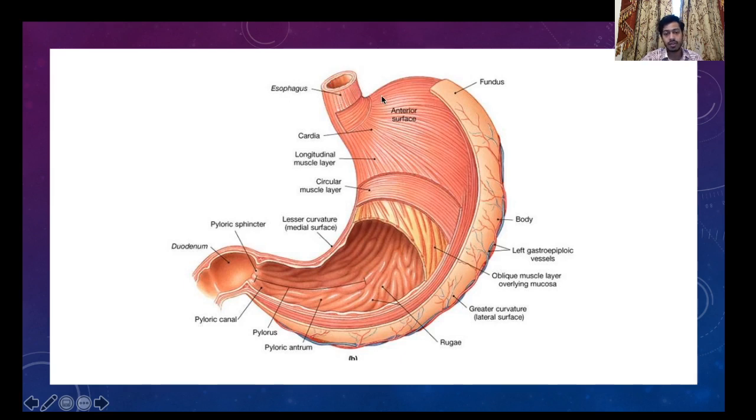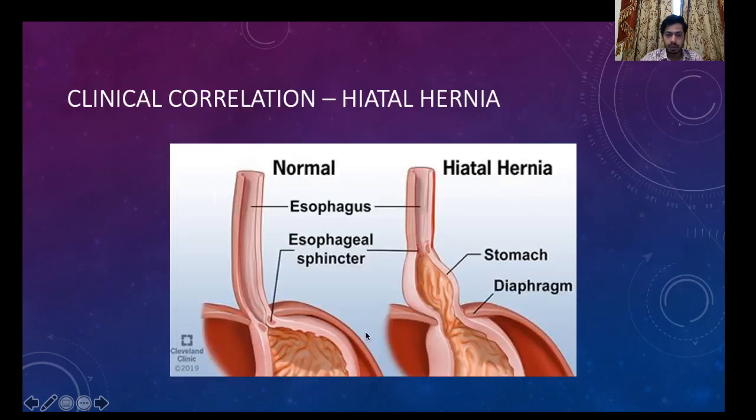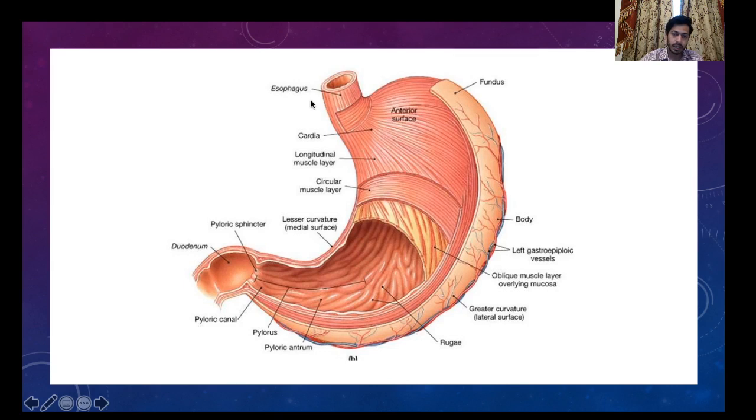And then, like I said, it's a J-shaped bag. On the lateral margin, you have got the greater curvature here, and then you've got the lesser curvature here. The inferior margin of the lesser curvature, where the junction between the pylorus and the body of the stomach is, this is known as the angular notch. This region right here, right between the pyloric sphincter and the lesser curvature, this is the angular notch. Obviously, you've got the fundus, this aspect here, and this is the cardia of the stomach.